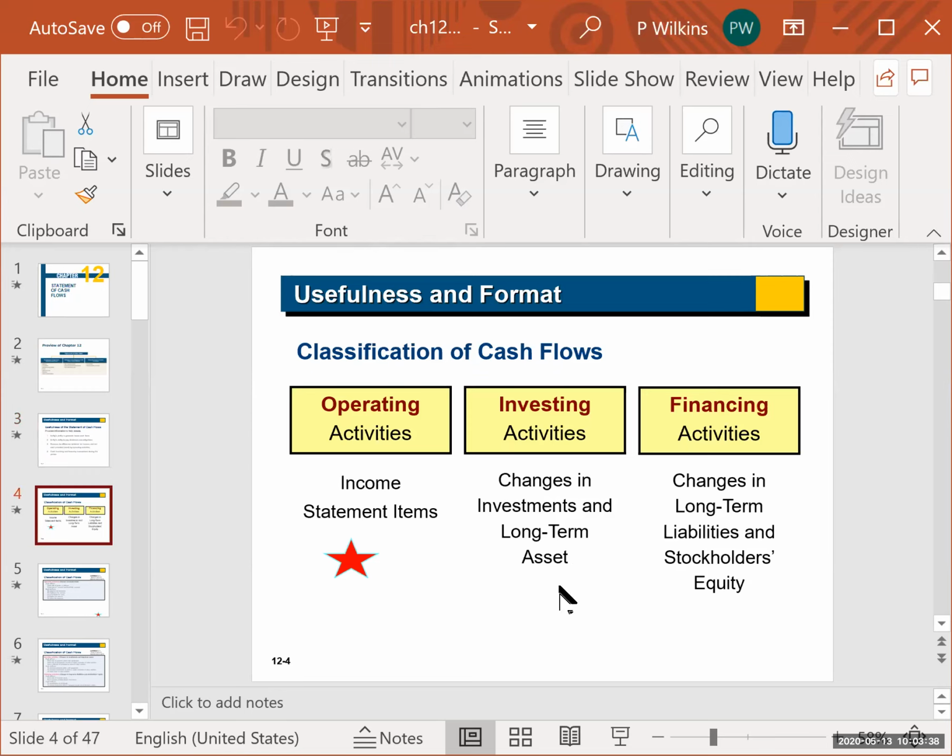So again, we are only going to be looking at the operating activities section. We will not be looking at the investing or financing, but do watch a couple of the Wiley videos on that just to become familiar with those.